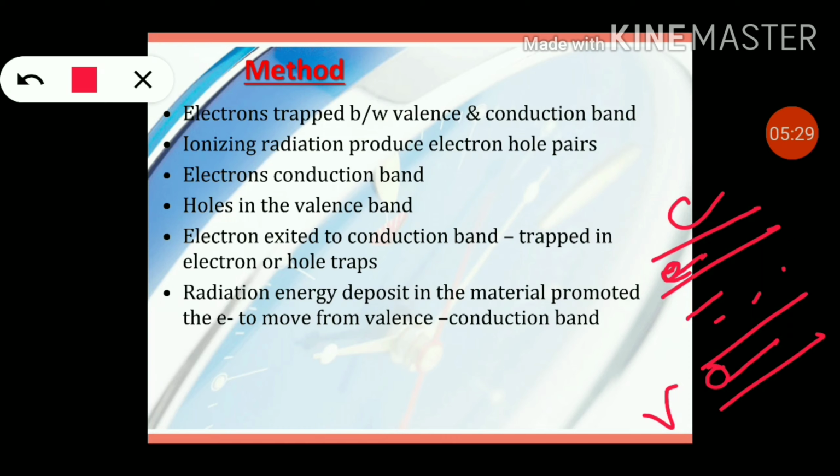Electrons that have been excited to the conduction band may become entrapped in electron or hole traps. Under stimulation by light, electrons may free themselves from the trap and get into the conduction band again, and they can recombine with holes trapped in hole traps.